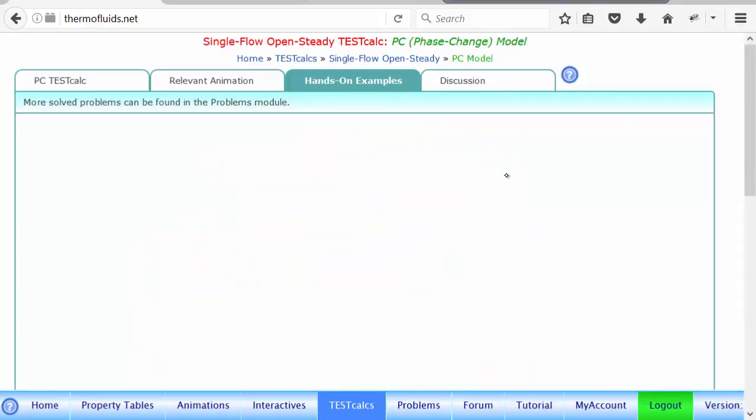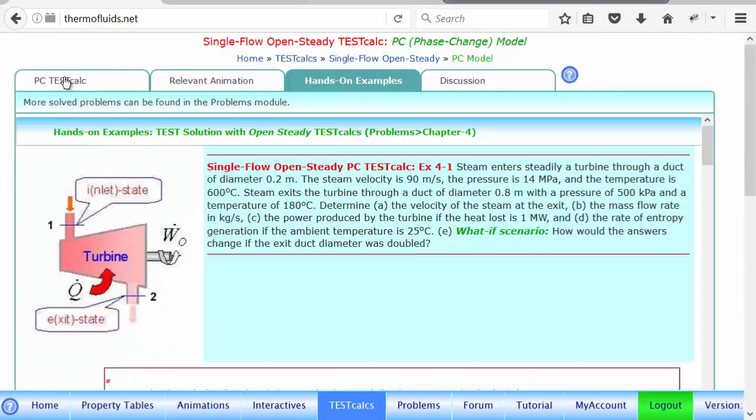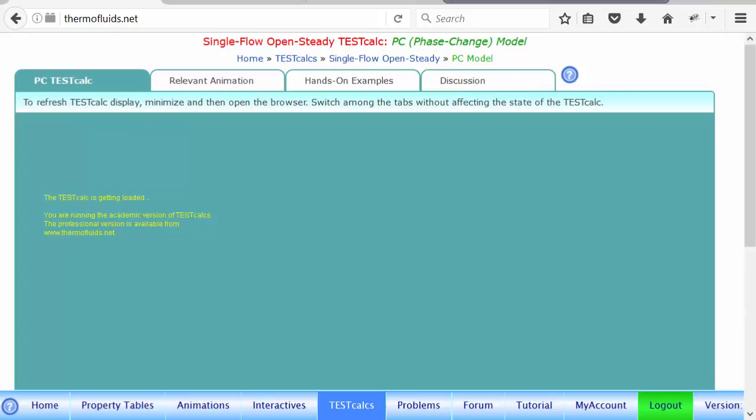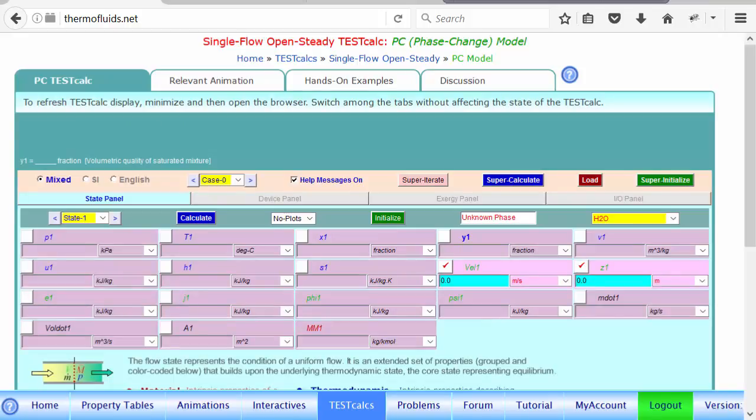And let's launch the PC model. And finally, to go to the TESTcalc, we go here, run. There we go. So H2O is already our fluid. Let's evaluate state 1, 100 kPa. The temperature is given as 30 degrees Celsius, and the mass flow rate is 1 kg per second.